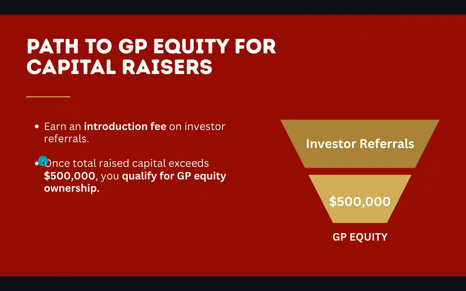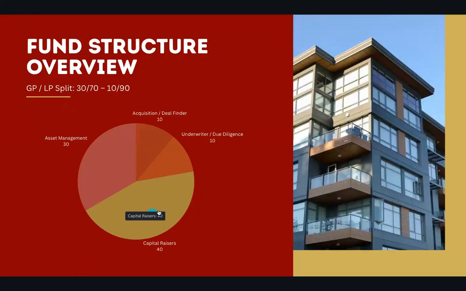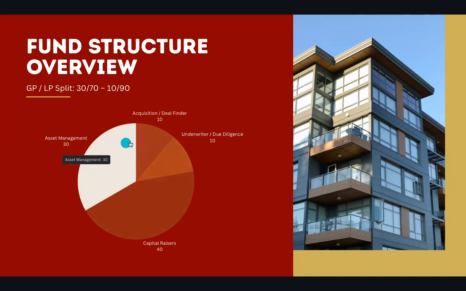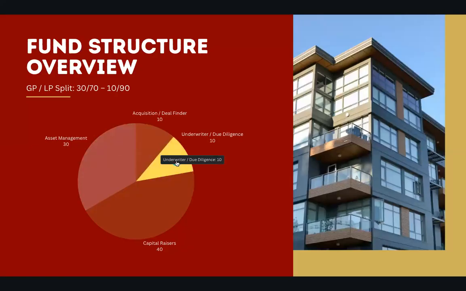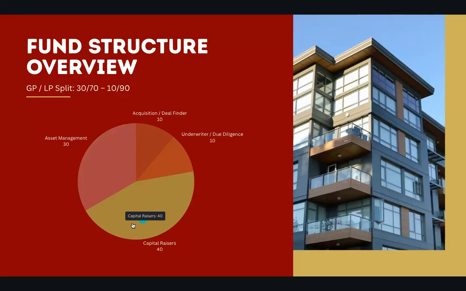One thing to know, though, let me go back: this 40% is most likely to stay the same no matter what. This other part is good for you to know, but it doesn't matter for you. It's more internal for our team, fund to fund. It's for our underwriters, our acquisition and deal finders, and our asset managers to know what they're going to get paid. If you are not part of our asset management team, our acquisition deal finding team, or our underwriting due diligence team, then you will not need to worry about these percentages ever, really. Capital raising for the foreseeable future will remain at 40%.